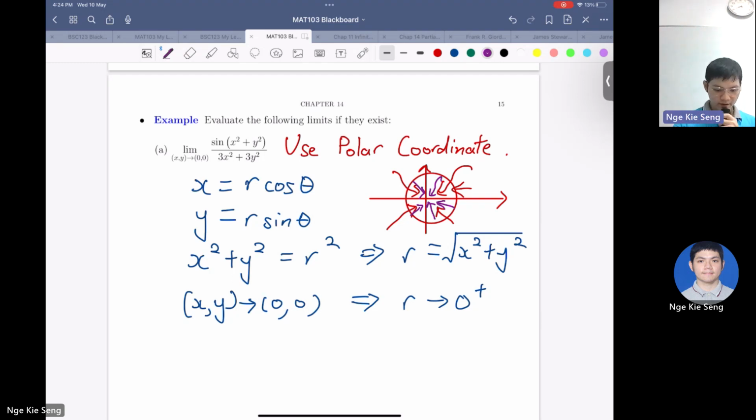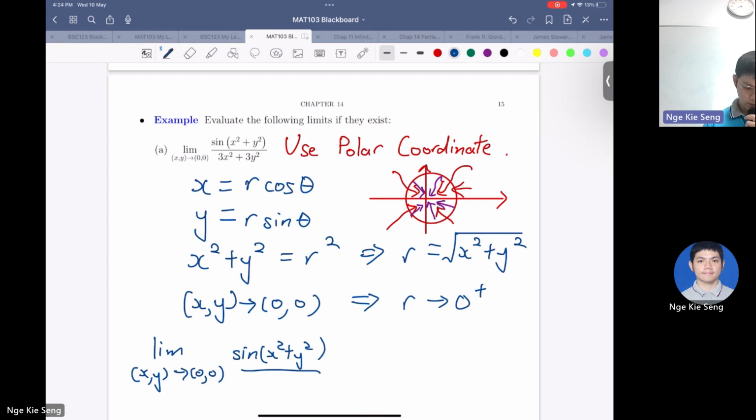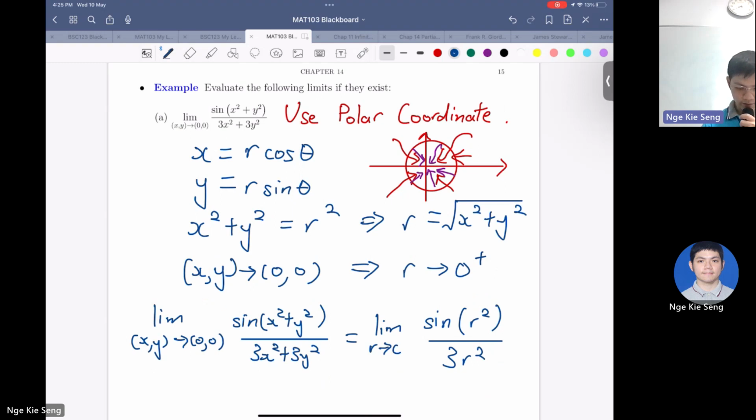Does this make our function look nicer now? Our function is going from x, y to the origin, sin of x squared plus y squared over 3x squared plus 3y squared. We change variables from x, y to r, theta. x squared plus y squared is just r squared, and at the bottom we get 3 times r squared. The limit changes from x, y to r, and our radius is going from the positive side to 0.